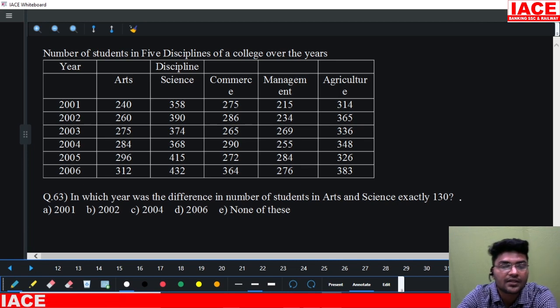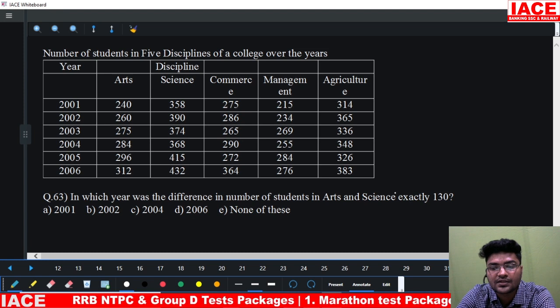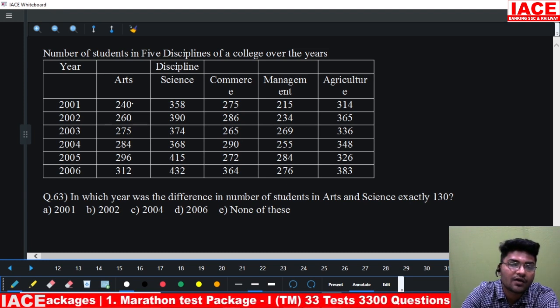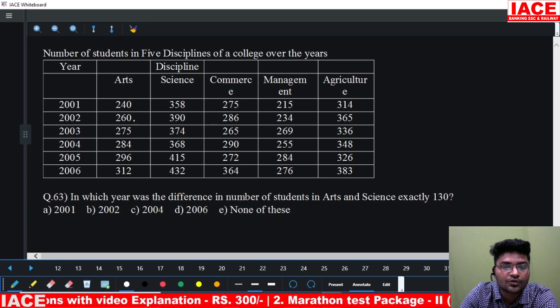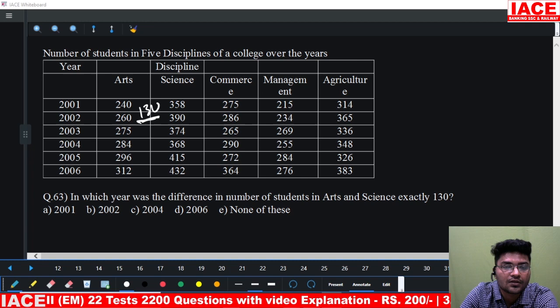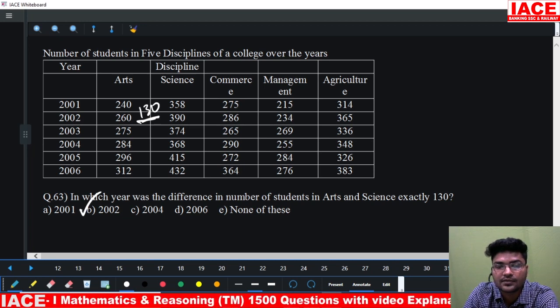Question number 63. In which year was the difference in the number of students in arts and science exactly 130? We have arts and we have science. This is not 130. Here we have 260 and 390. How much is the difference? 130. That means the year is 2002. Option B is the correct answer.